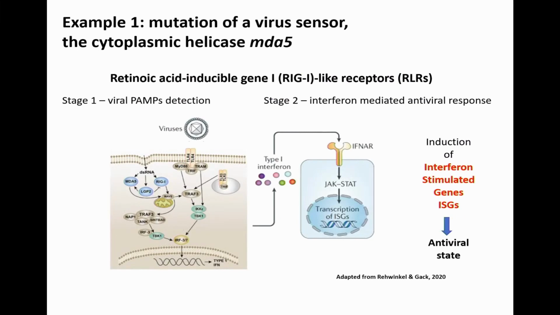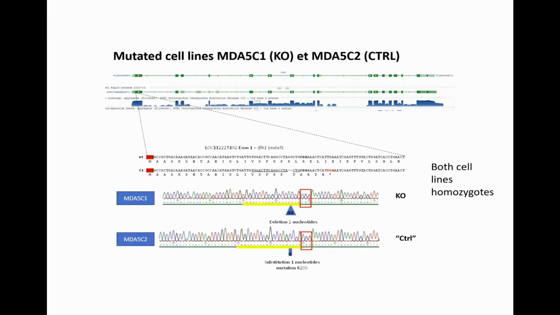I'm now going to go quickly through two examples of what has been done within this project. The first gene is the cytoplasmic helicase MDA5. So MDA5 is a sensor. It actually binds double-strand RNA, which is an important step in the replication of most RNA viruses. And this is one of the pathways leading to the expression of type 1 interferon and then ISGs, then the antiviral state in the cell.